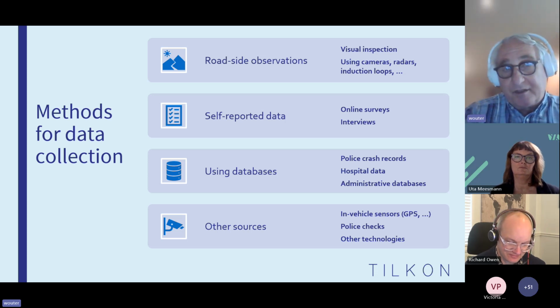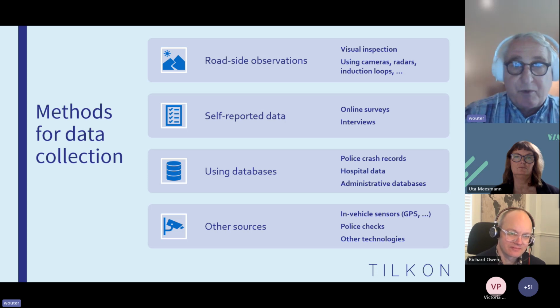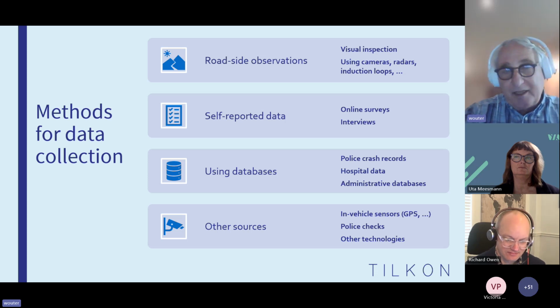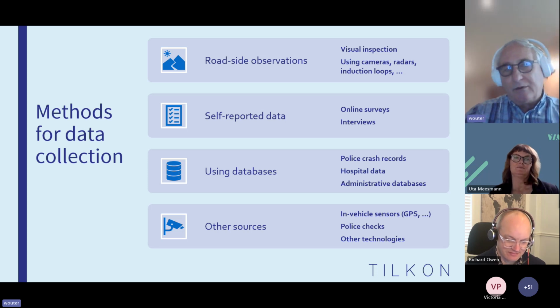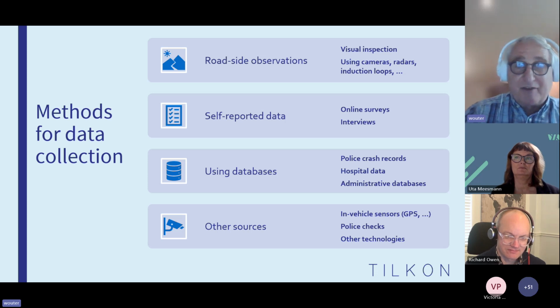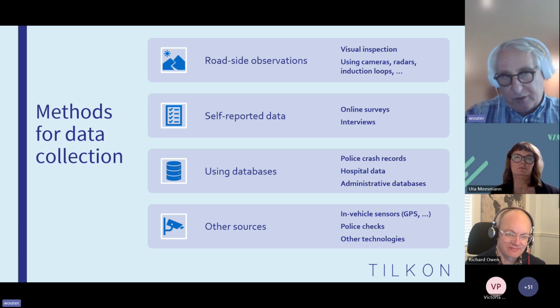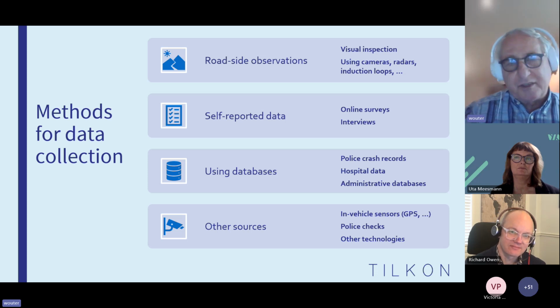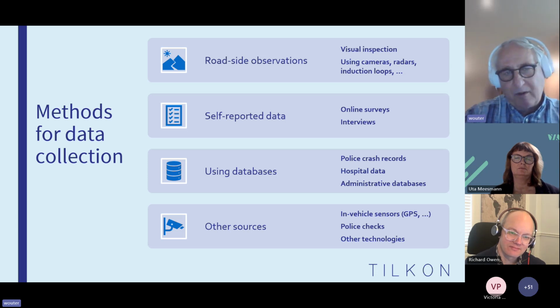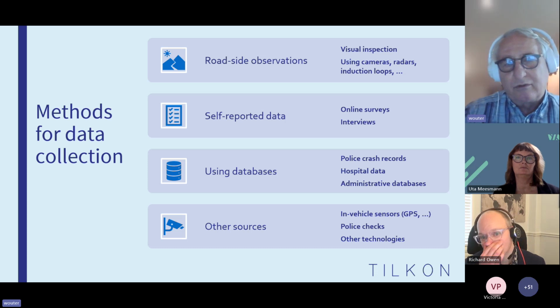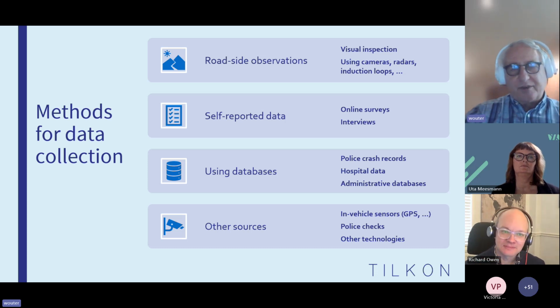You can sometimes use databases like the crash records of the police, which can sometimes help. Hospital data as well, but there are not that many countries which exploit it in a systematic way. And also administrative databases, for instance on post-crash care, or sometimes, but we have to be very careful, other types of police records. The reason you have to be careful with that is that in general these are not based on representative sampling. The police tends to target certain areas and certain types of people and certain types of vehicles in certain contexts, and therefore you cannot easily use it to come to a representative sample.